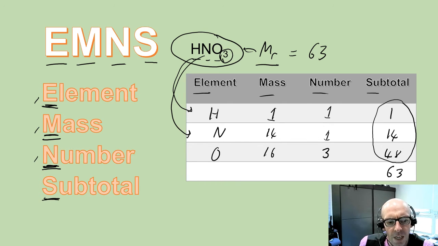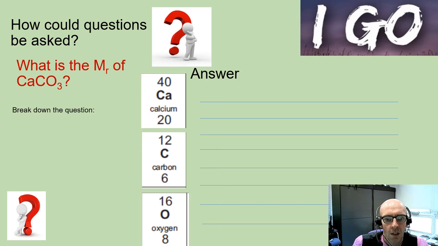Elephants might not skate, and what you picture in your head is an elephant going skating on a frozen lake and going straight through the ice and becoming an ice cube. Elephants might not skate because they're very heavy and they break the ice. To try and remember element, mass, number, subtotal, and that way you won't forget the structure. So here we are. Next one. What's my answer? My answer is elephants might not skate.